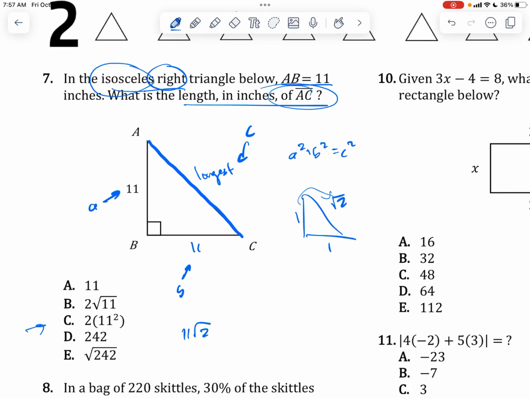Now, none of the answers are in that form. The correct answer is 11 square root of 2, but none of them are written that way. So let me just do the Pythagorean theorem, which should give us the right answer as well. So 11 squared plus 11 squared equals c squared. Just do c equals square root of, what's 11 squared times 2? 242. Okay, so it's E.